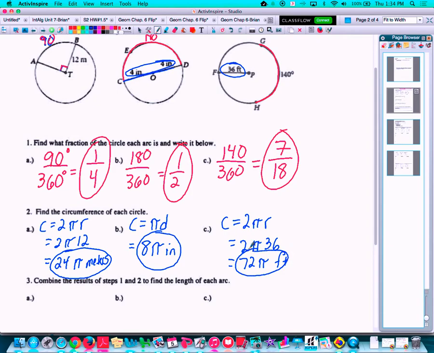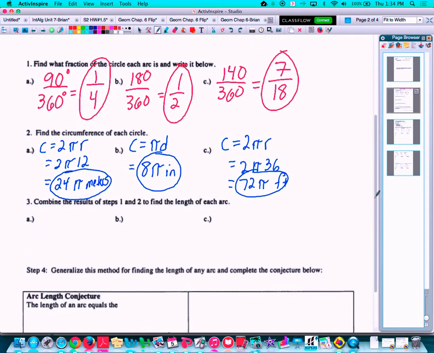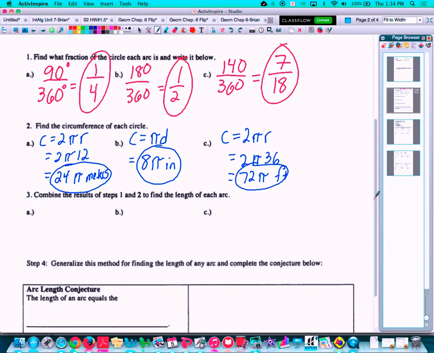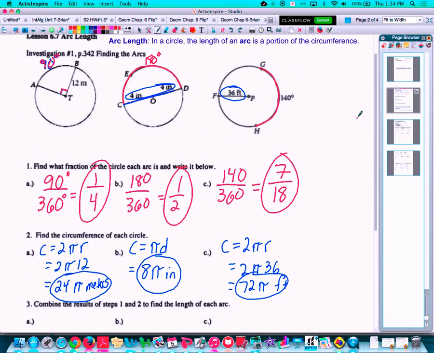So those are the circumferences associated with each one of the circles. So now if we just think of how we could combine those two together, the fraction of the circle and the circumference, well, if you think back to what we were doing here, what we really are interested in part A is 1/4 of the entire circumference. So the 1/4 is the fraction of the circle that we're looking at, and we don't want the entire circumference, we just want 90 degrees of it, in other words, 1/4 of it.